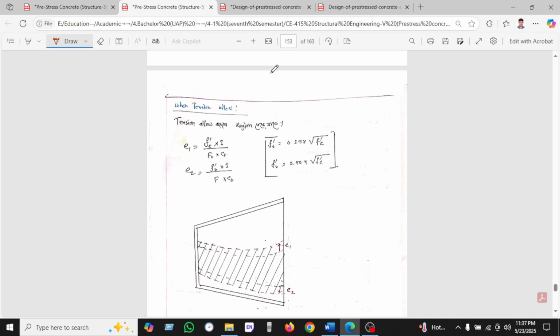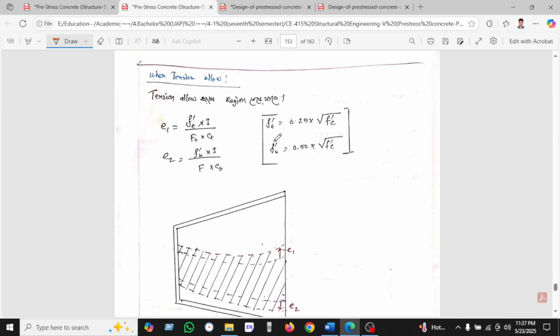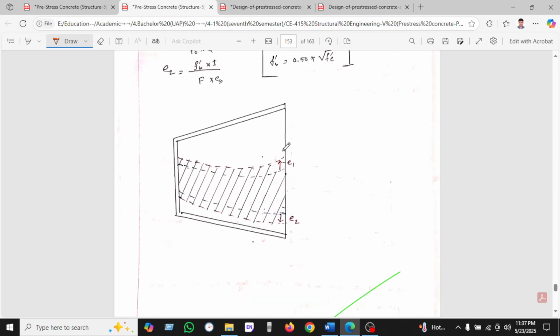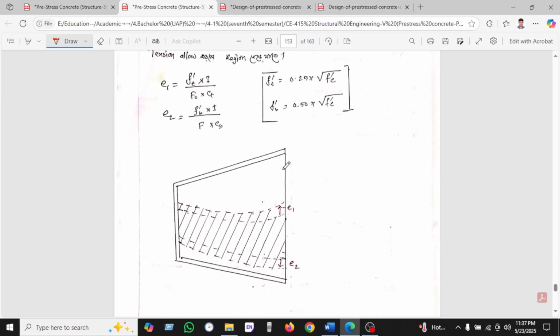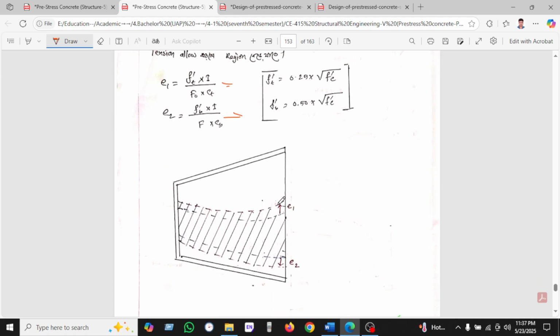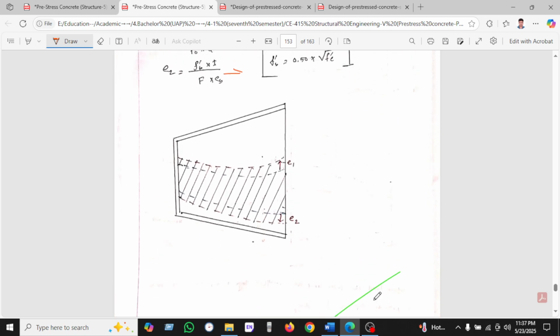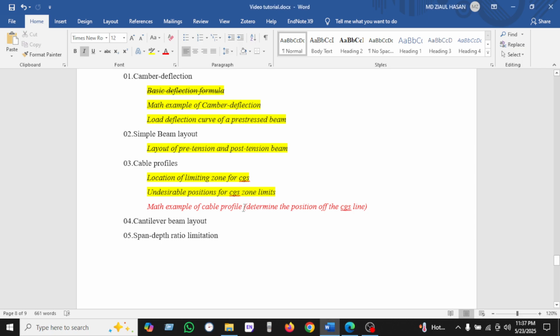That's why we can find this value. Okay, so let's see, when tension is allowed, then we can see the region will be increased. How much will the region be increased? We can just use this formula, just a little bit the region will be increased. Okay, so I hope that this math example is also covered. So now see the cantilever beam layout.